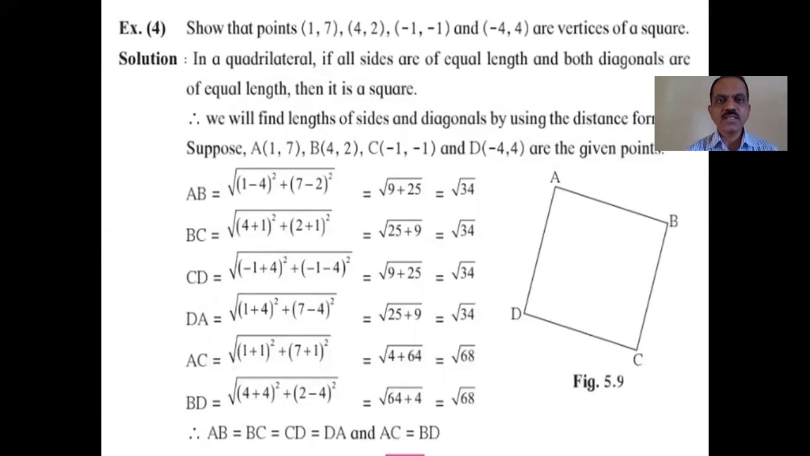Show that the points (1, 7), (4, 2), (-1, -1) and (-4, 4) are vertices of a square.